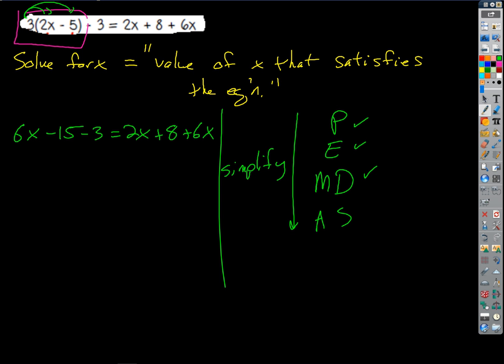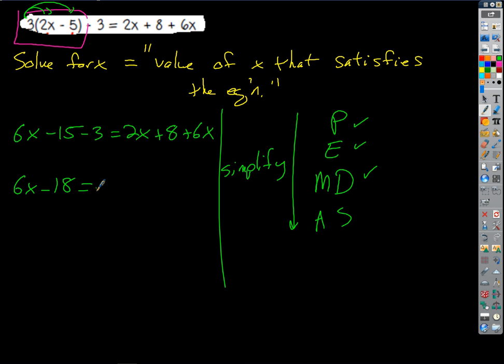Now that's another place where I think people sometimes have a little bit of confusion. If I take negative 15 and I subtract 3, whenever I subtract a number, that's the same thing as adding what? Negative. Adding a negative, right? So subtracting 3 is the same as adding negative 3. So negative 15 plus negative 3 would be negative 18, right? So on the left side, we get our 6x minus 18. How about on the right side?